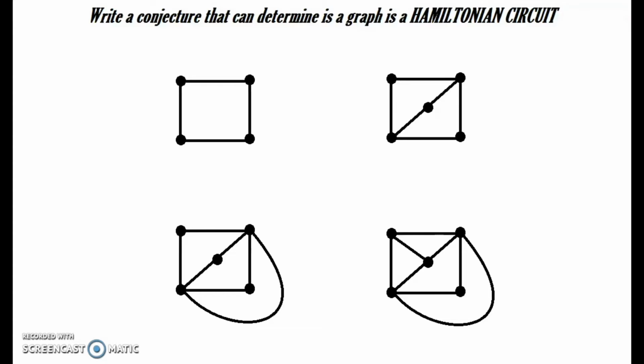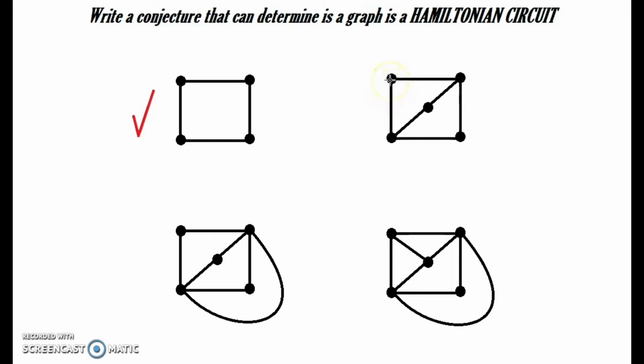So when we start looking to write a conjecture that could determine if a graph is a Hamiltonian circuit, we look at the same four graphs we used when we were trying to determine the conjecture for Euler circuits. This first graph, notice if we start in the upper left vertex, we can go all the way around the graph, visit each vertex exactly once, and end at that same vertex. This is a Hamiltonian circuit.